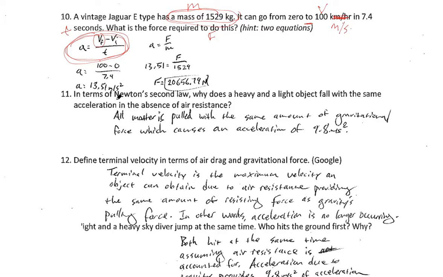And it's really tempting to just leave it here, but remember, just like any other formula in physics, any other problem in physics, we have to look at this and say, well, what does this number mean to me? What does it represent? Is it solving what the problem is asking me to solve? So what this number means to me is 13.51 meters per second squared. So meters per second squared tells me that's my acceleration of this car. So then I've got to go back and look at the problem. Does this make sense in relation to the problem?